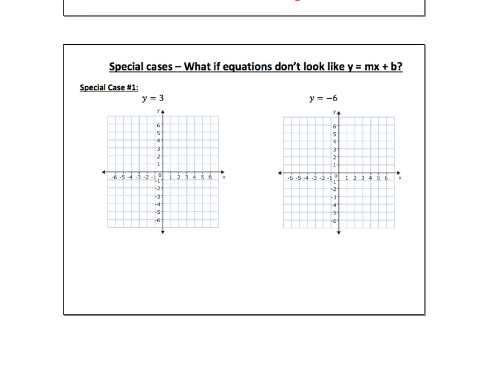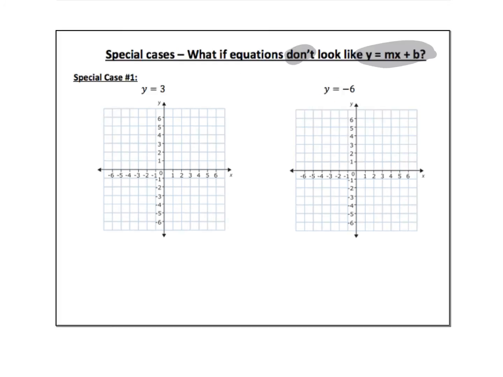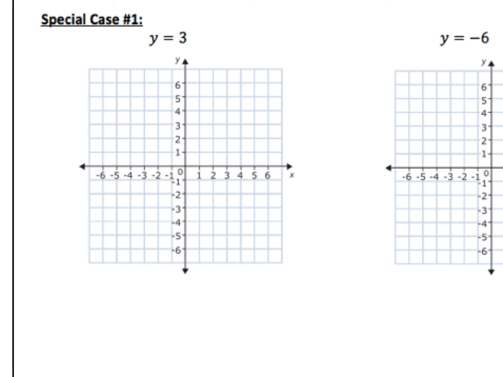All right, now we have a couple special cases. So what if the equations don't look like this? What if they don't look like y equals mx plus b? Well, here is the thing. If I'm going to say y equals 3, well, where is it that y equals 3? If I look at this graph, here's my y line right here, right? This is my y line. So y is going to equal 3 right here.